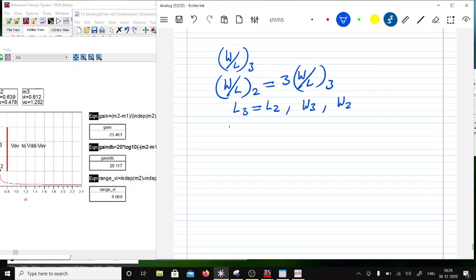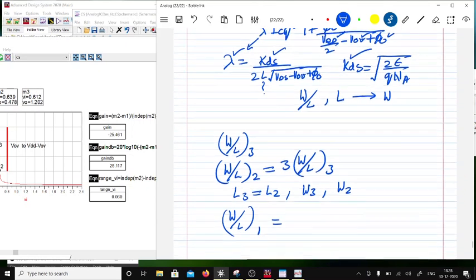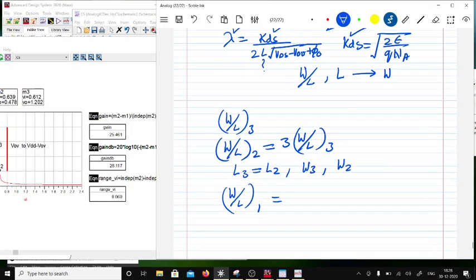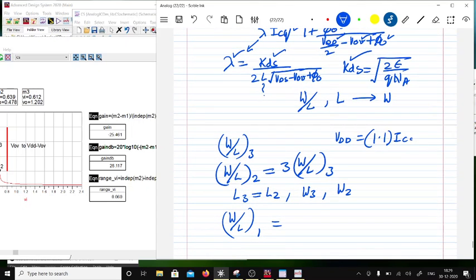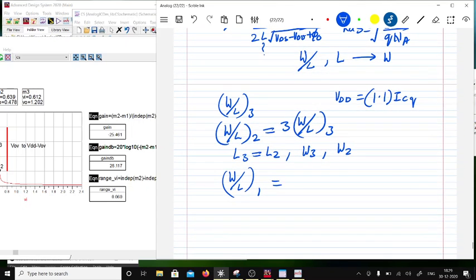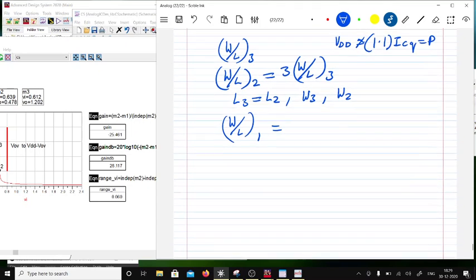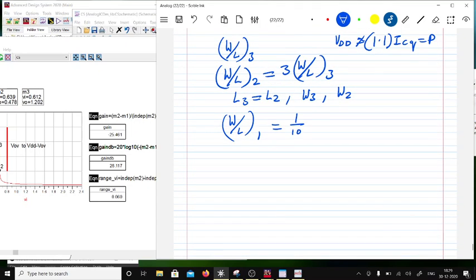So now you have to figure out W by L1, which will be basically just from the current, and you can basically start with VDD. If I consider 10% current, so 1.1 times ICQ, into VDD, will be equal to the power dissipation, that's given at the top, right? So that's how you figured out ICQ. So that means that this is going to be 1/10 of W by L2.